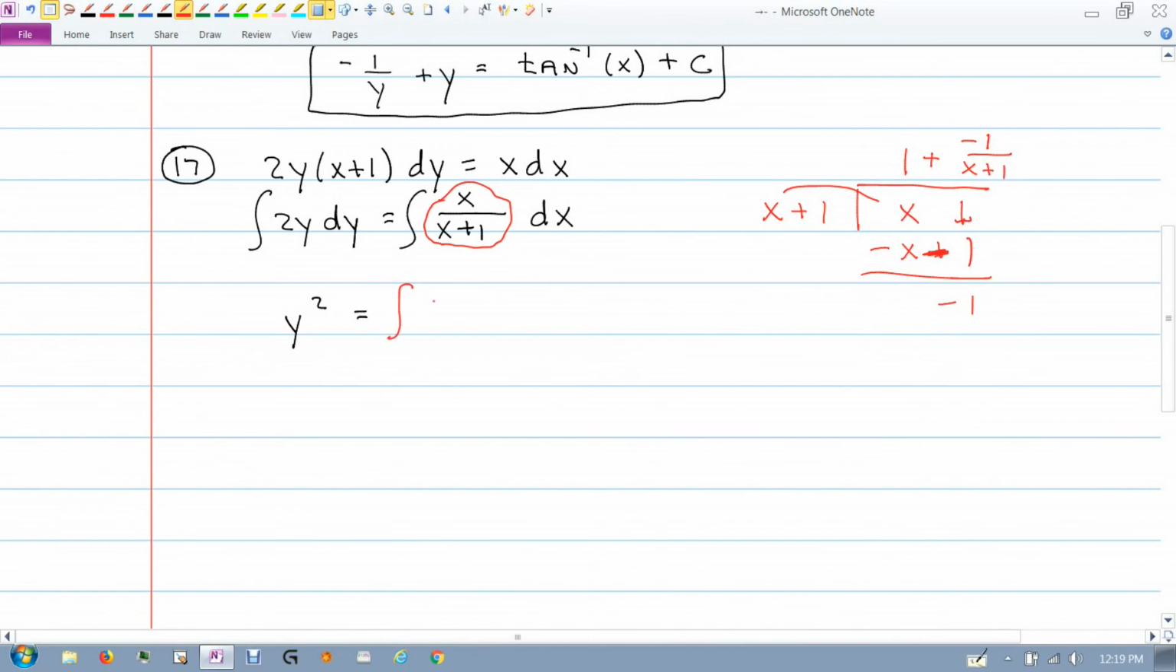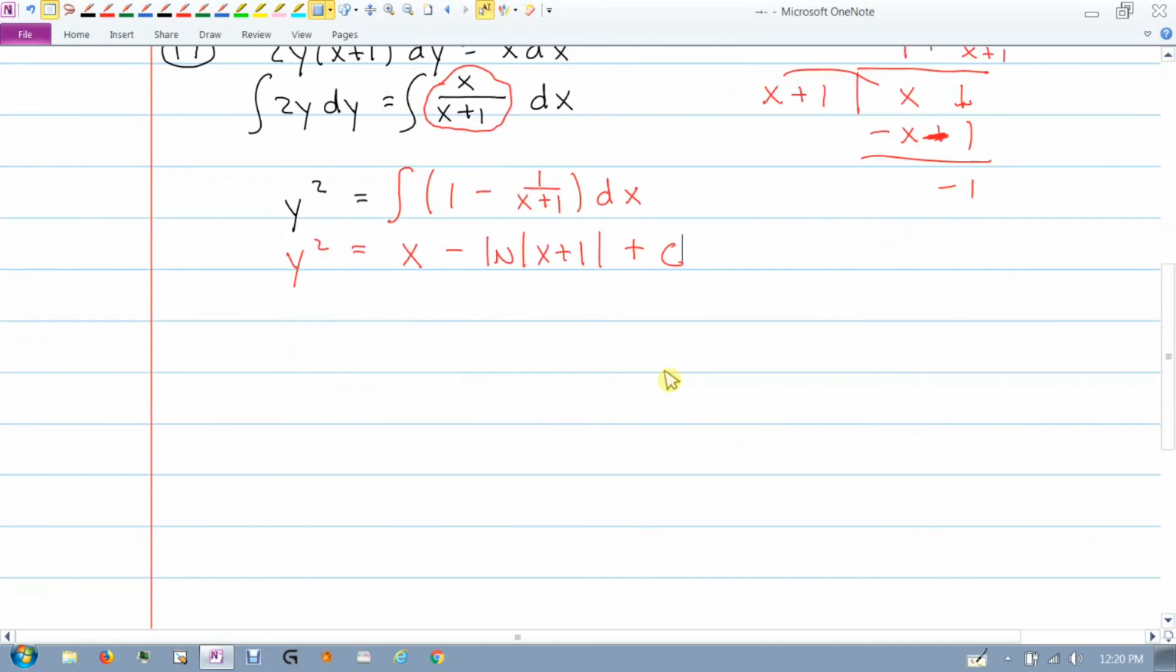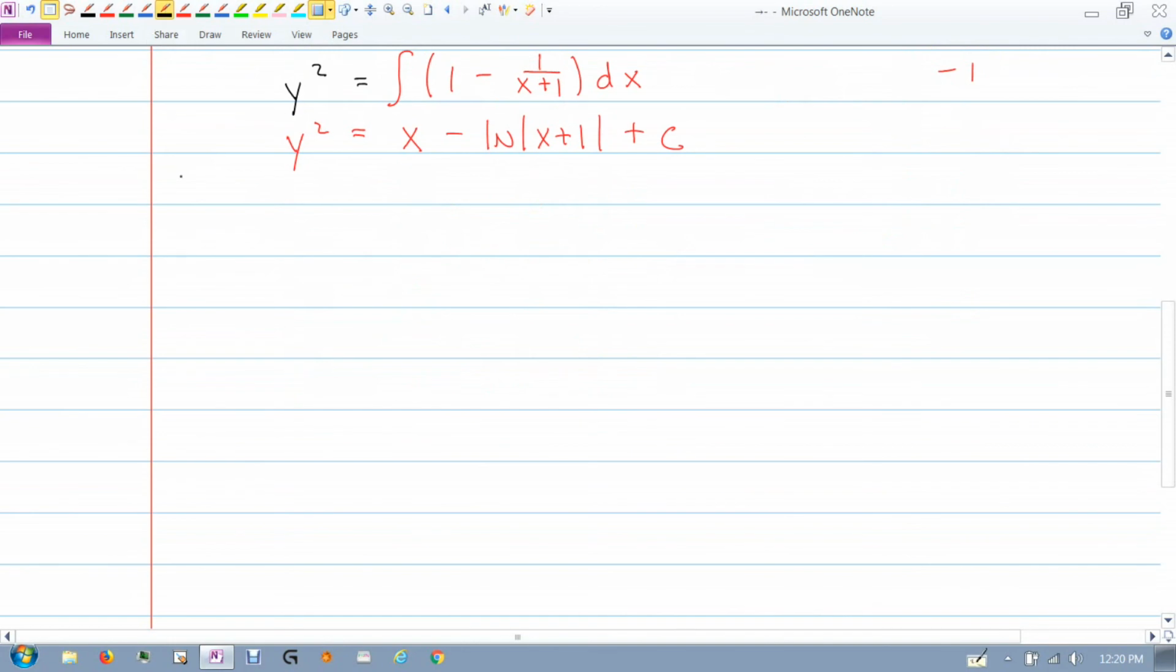So that's what this is. This is the integral of 1 minus 1 over x plus 1 dx. And that we can do just by basic antiderivatives. Antiderivative of 1 with respect to x is x, minus, then this can be natural log of the absolute value of x plus 1, then plus some constant of integration. All right, that's it for number 17. Number 18.